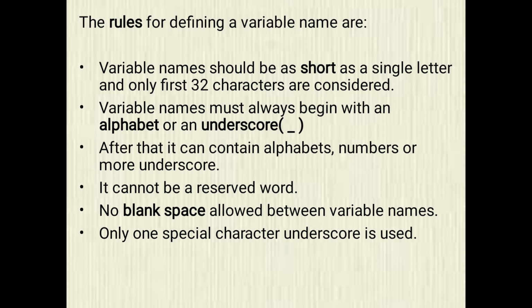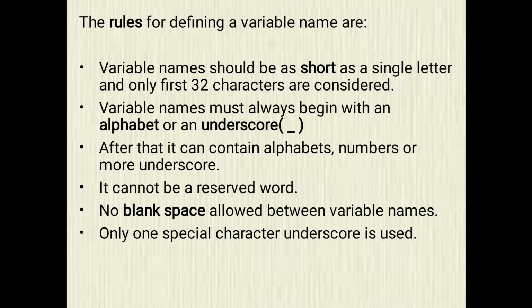No blank spaces are allowed between variable names. As I mentioned in the earlier video, the compiler ignores blank space except in certain cases. In the case of a variable, if the variable name has two words, there cannot be a blank space between those two words. I've mentioned an example to help you understand this. Next, only one special character, the underscore, is used. Only one special symbol can be used for declaring a variable, that is the underscore.